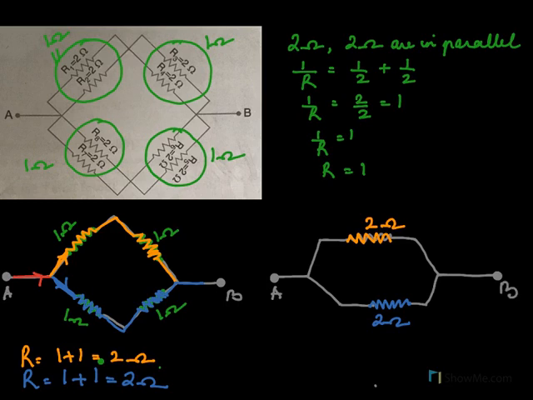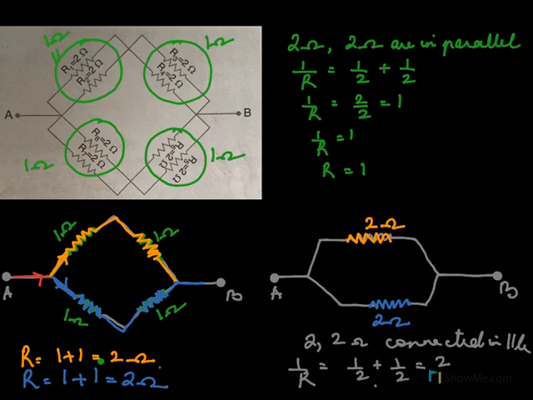Now if you look up here, the 2 and 2 ohms are connected in parallel. So the total resistance will be 1 by R equal to 1 by 2 plus 1 by 2, and that is 2 by 2, that is 1 ohm. So the effective resistance of this entire circuit is 1 ohm. So you do this calculation in 3 steps.